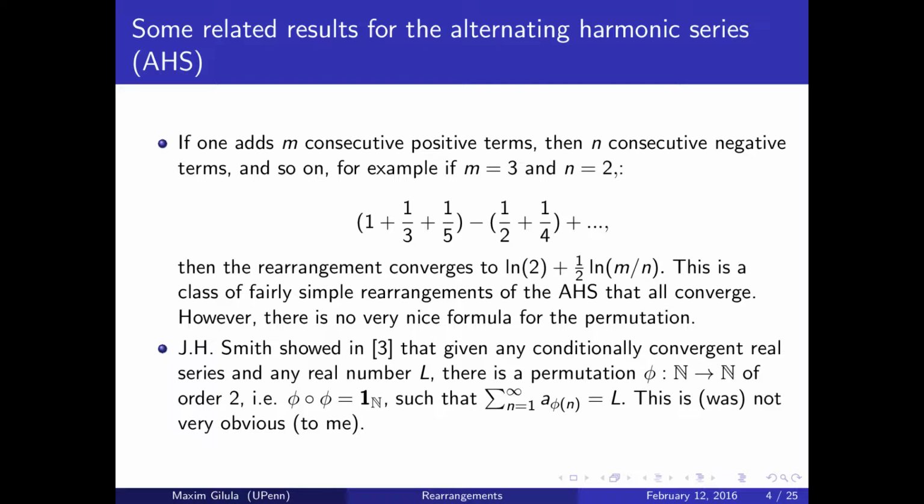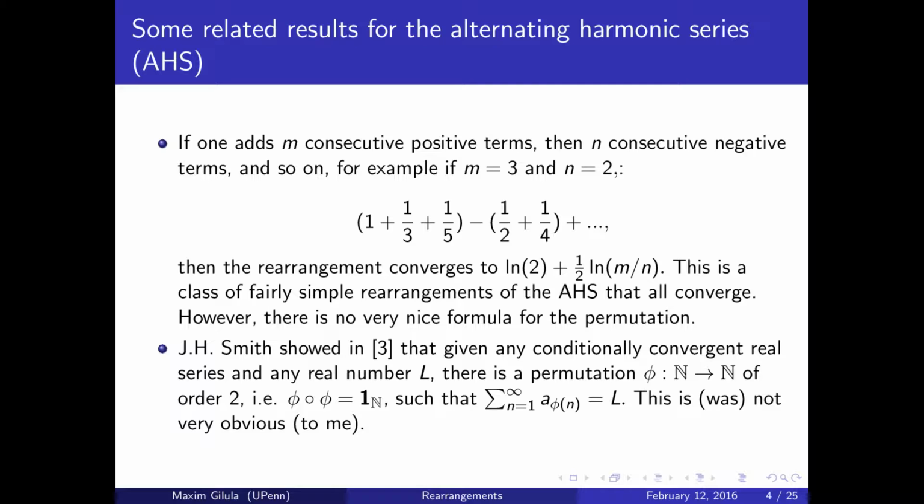there are some nice cases where you can explicitly get an answer from some given permutation that's somewhat simple. So if you add m consecutive positive terms, then n consecutive negative terms, and keep doing this, for example if m is 3 and n is 2, you add 1 plus a third plus a fifth, and so on. Then the rearrangement converges to ln 2 plus 1/2 log m over n. And this, for example, is dense in the reals, so it's kind of the best you could do because there are countably many. But there's no nice formula.